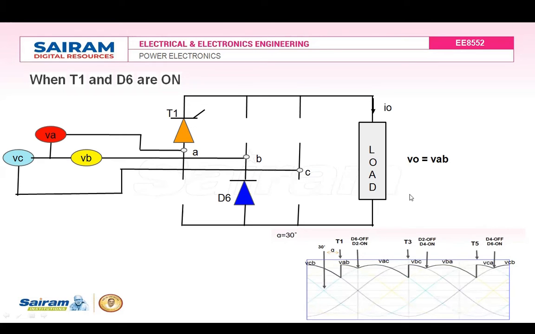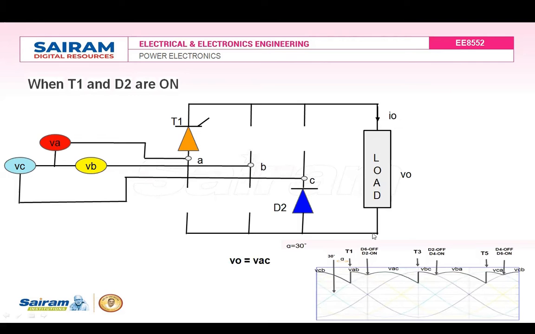T1 will conduct along with D2. So this is the circuit during which T1 will conduct along with D2 after this point, because D2 is forward biased. Therefore, the current will flow from A phase through T1, through the load, through D2 and back to C. Now the load is connected between A and C terminals. So the load voltage is equal to VAC, and will follow the VAC waveform.